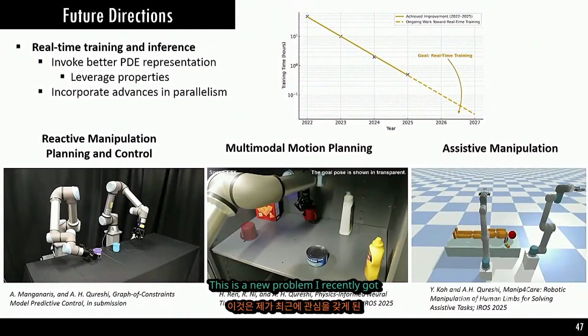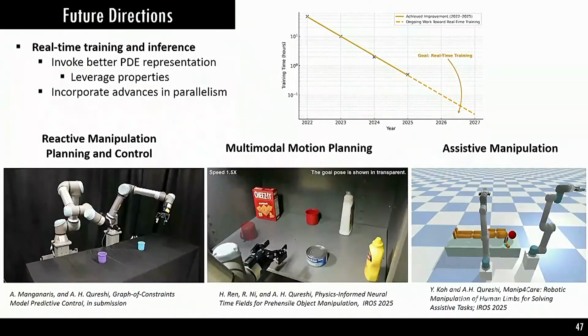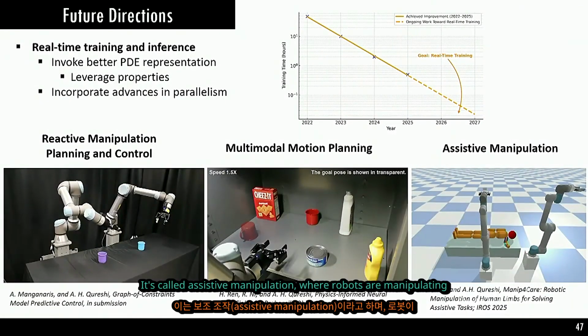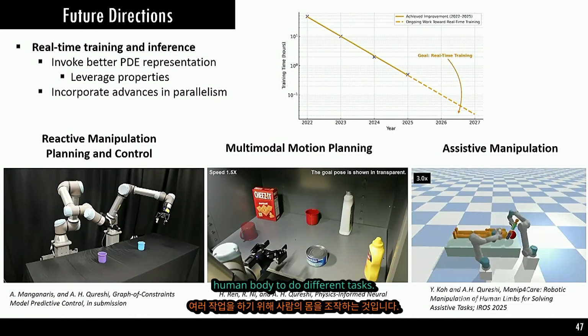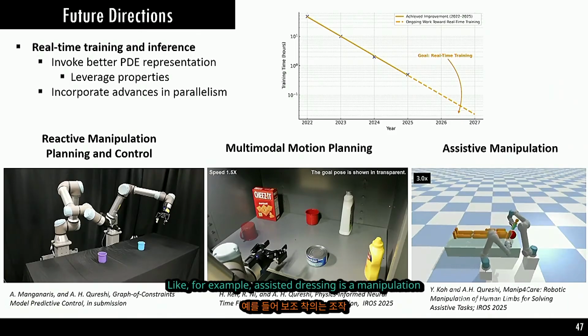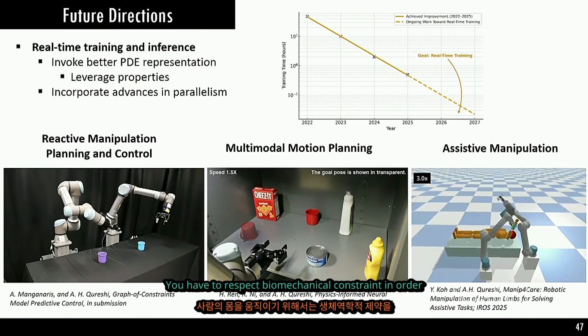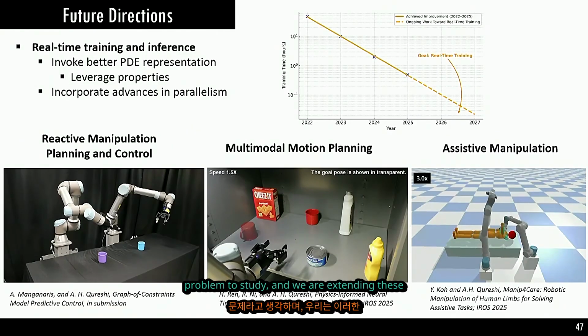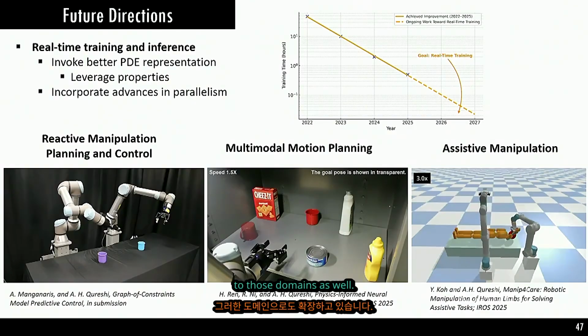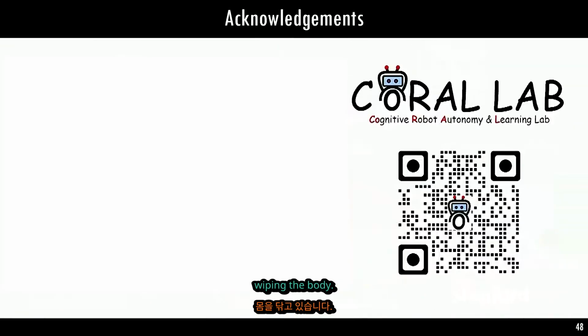This is a new problem I recently got interested in. It's called assistive manipulation, where robots are manipulating the human body to do different tasks. For example, assisted dressing is a manipulation problem. You have to respect biomechanical constraints in order to move the human body. I think it's a very nice motion planning problem to study, and we are extending these methods to those domains as well. This is a bed wiping task in simulation, where one robot is moving a human limb from one point to another, and the other robot is wiping the body.